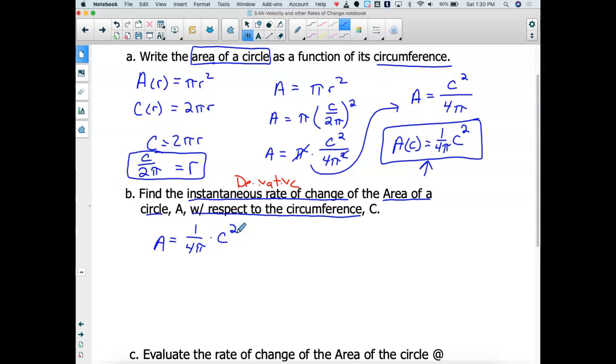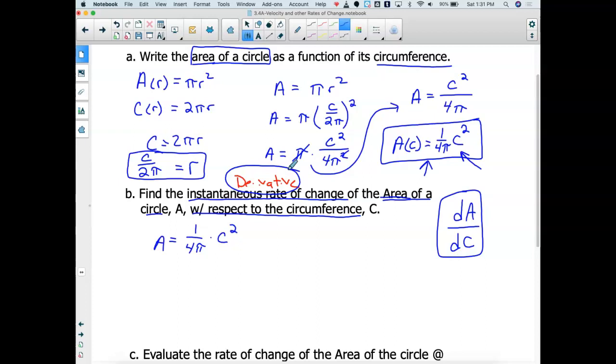Well, instantaneous rate of change, okay? If I'm looking for a rate of change of area with respect to circumference, what I'm really looking for is a change in area over the change in my circumference, and circumference is my independent variable. So I'm looking for dA/dC. What is this? It's a derivative. Instantaneous rate of change is really saying find A prime, the derivative of the area function when your function is defined in terms of circumference. So I can do that.